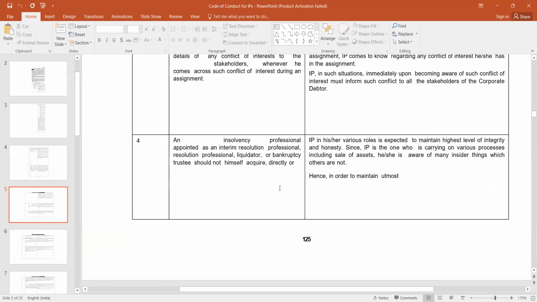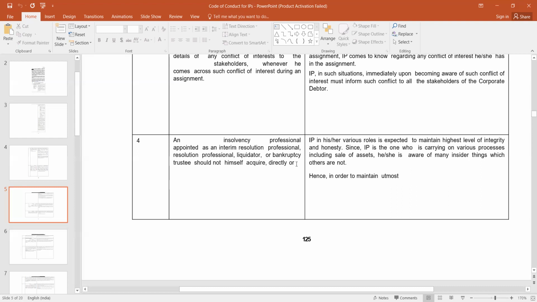Okay? There is an Audi car of the CD which is undergoing the CIRP, and you are very much interested in buying that car. So what do you do? You ask your brother to give quotations, or you ask your cousin to give quotations, and you try to indirectly acquire that car. Funds are transferred from your account to your cousin's account for purchase. So in such cases, you could be implicated and you could be accused of directly or indirectly trying to acquire that asset. So an IP in his or her various roles is expected to maintain the highest levels of integrity and honesty.